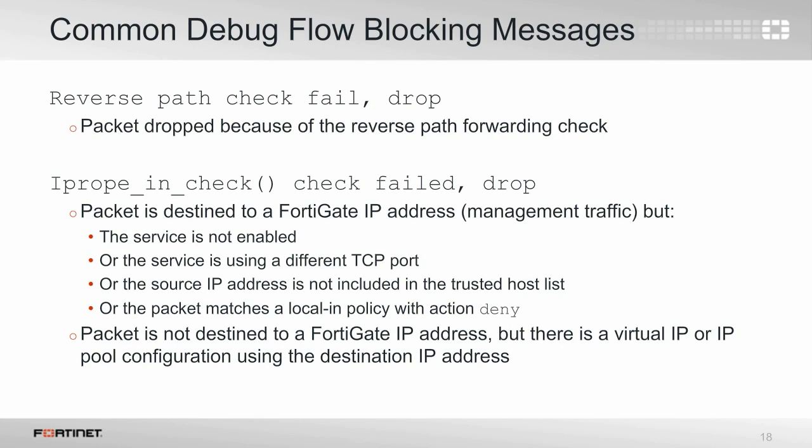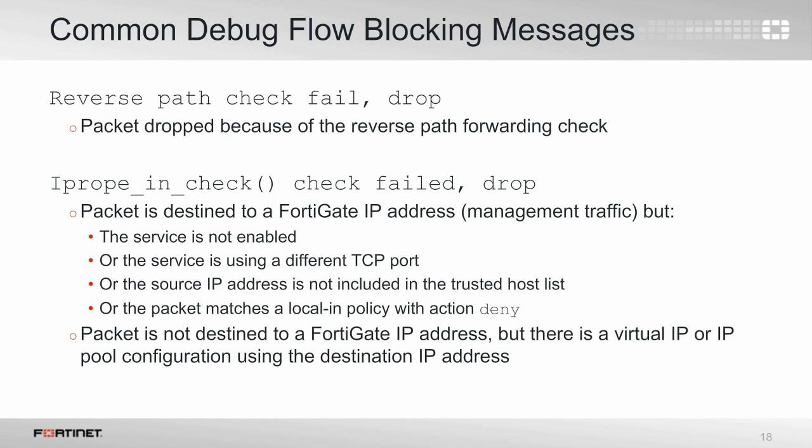This slide shows 2 more common debug flow error messages. The first error message indicates that the packet failed the reverse path forwarding check. The second error message usually indicates one of the following. The packet is destined to a FortiGate IP address, for example, management traffic, but the service is not enabled. The service is using a different port.